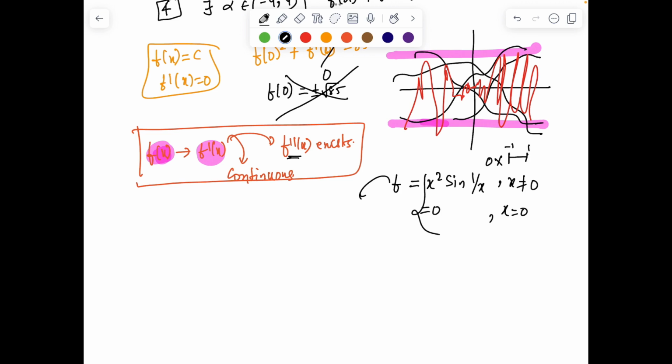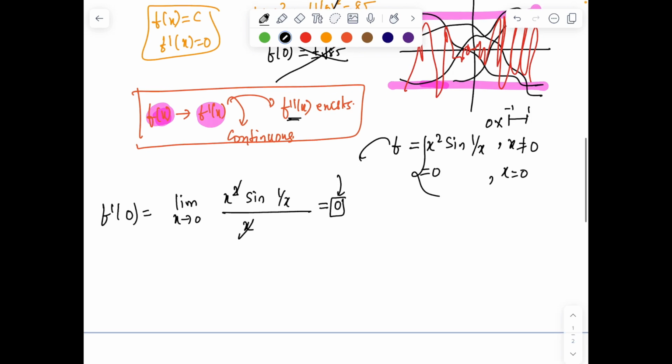Is it differentiable at x equal to 0? Let's use the first principle definition: limit x tends to 0 of (f(x) - f(0)), that will give x squared sine 1 over x divided by x minus 0. X cancels. Now definitely this limit exists. Either you can use the sandwich theorem or whatever, and this is 0. It means I can tell f dash 0 exists, and that's 0.